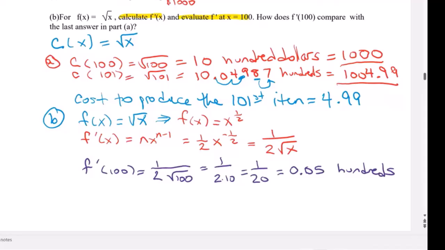So 0.05 times 100 is going to give me $5. Well, when we just estimated, it was $4.99. But when we actually take the derivative, we get $5. We can live with that. It's so close. We're okay with it. Okay?